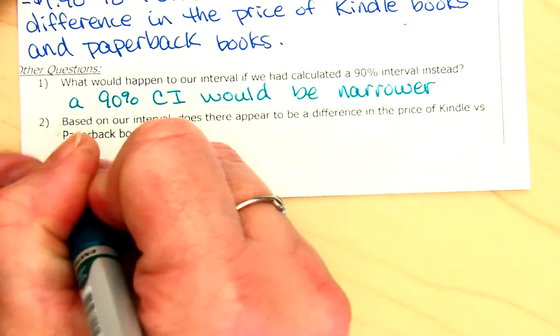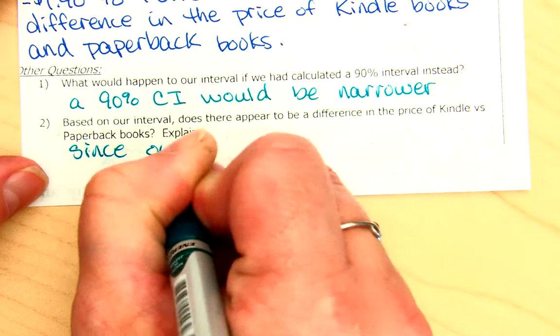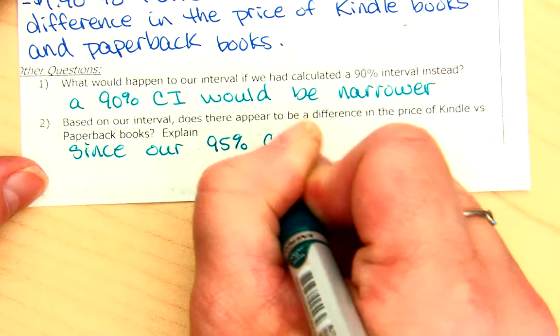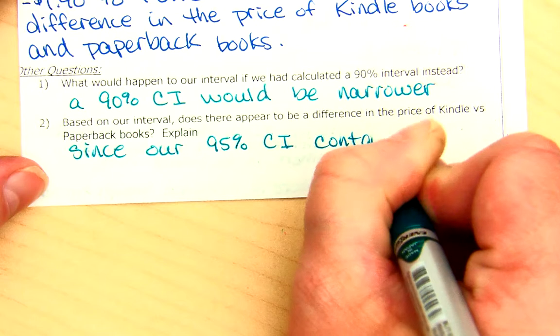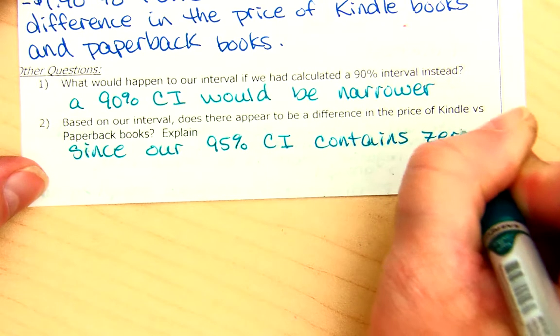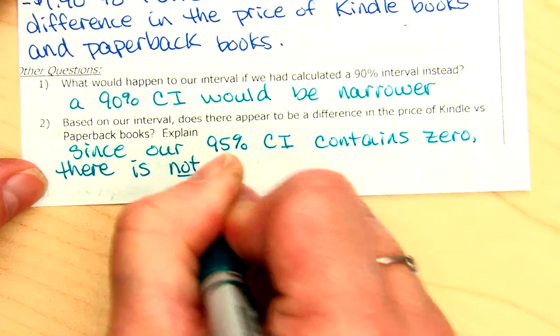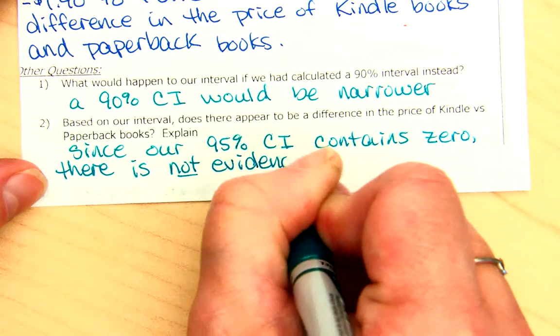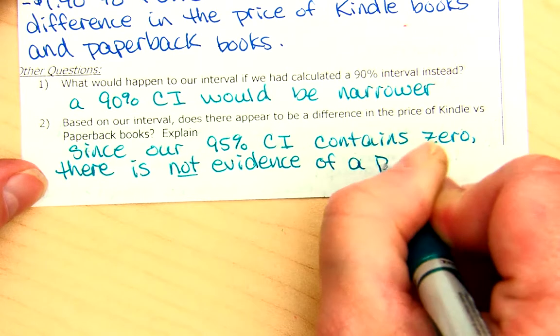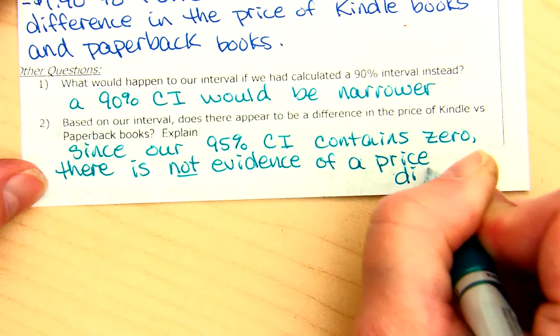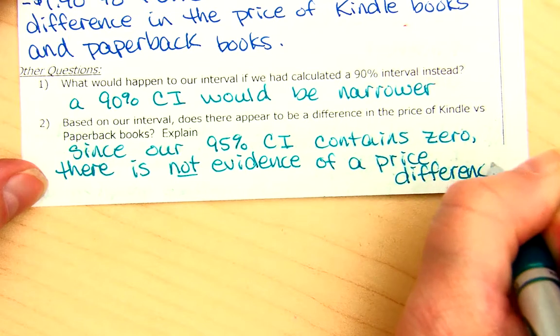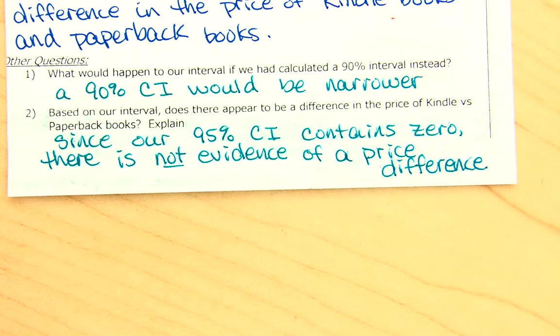So, since it contains 0, we do not have evidence of a price difference. So just get the form that you want. It doesn't seem to make a difference in price.